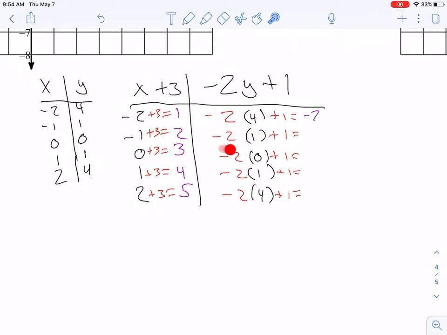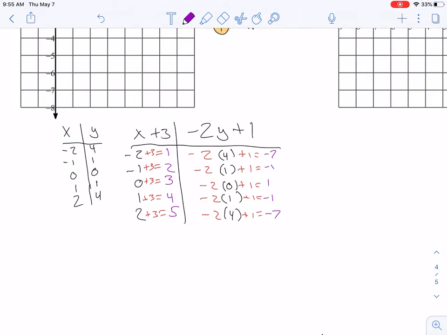Negative 2 times 1 will give us negative 2, plus 1 will give us a negative 1. Negative 2 times 0 is 0, plus 1 is 1. And if you notice, this here is the same as this here. So if I got a negative 1 up there, I'm going to get a negative 1 down here. And same thing here. Okay.